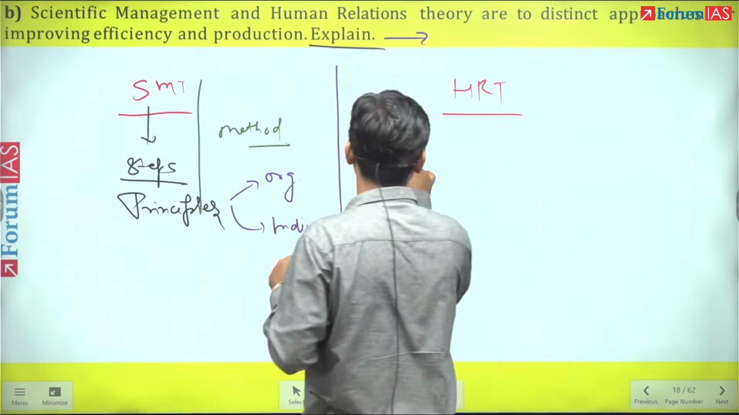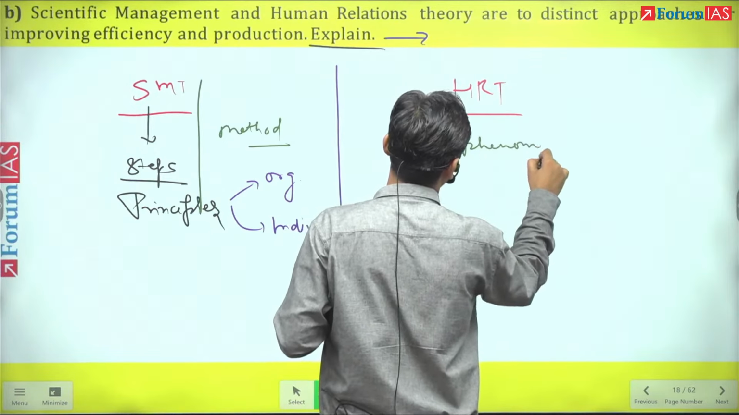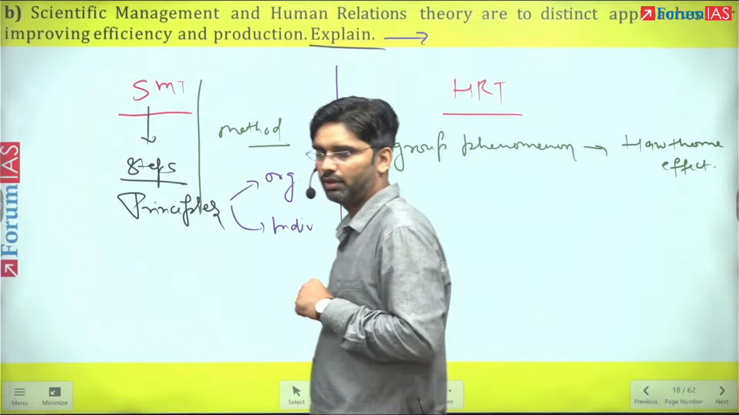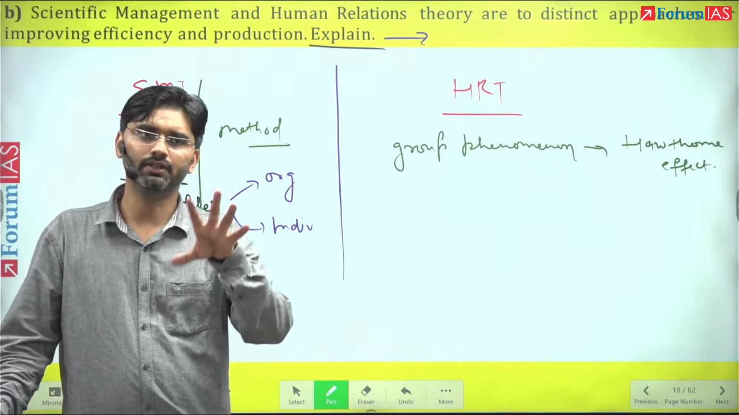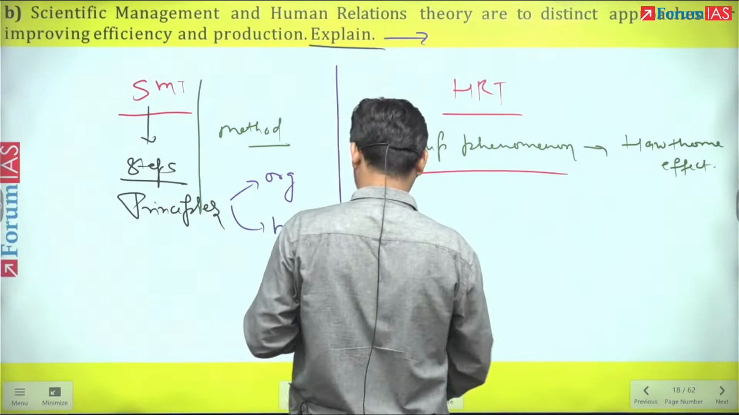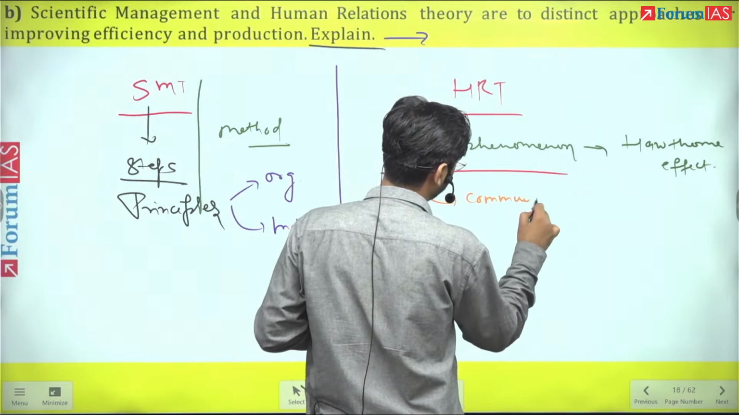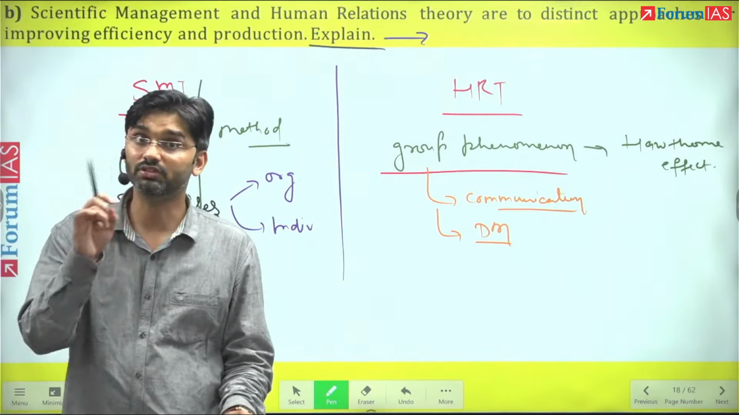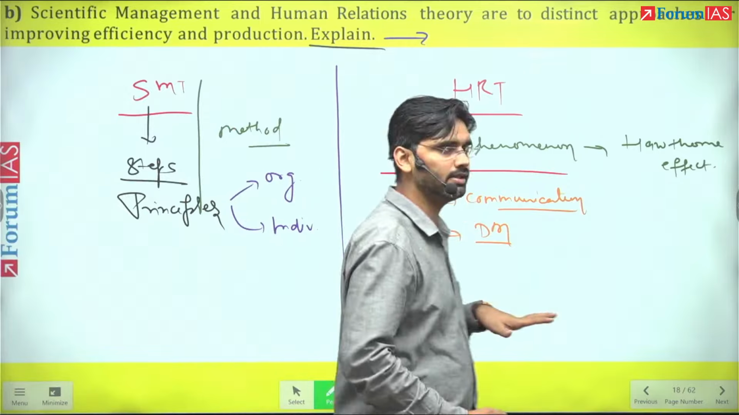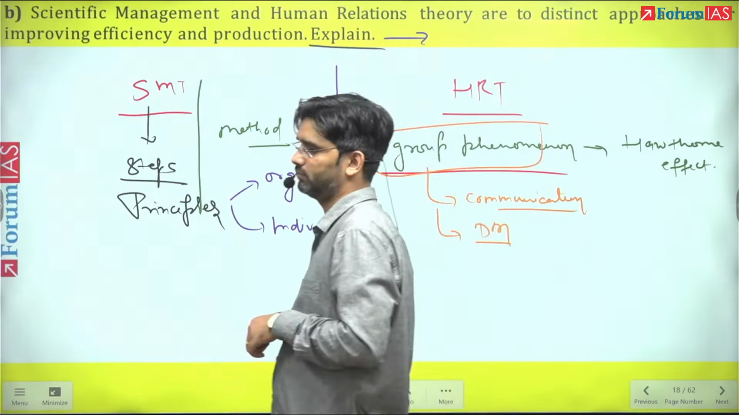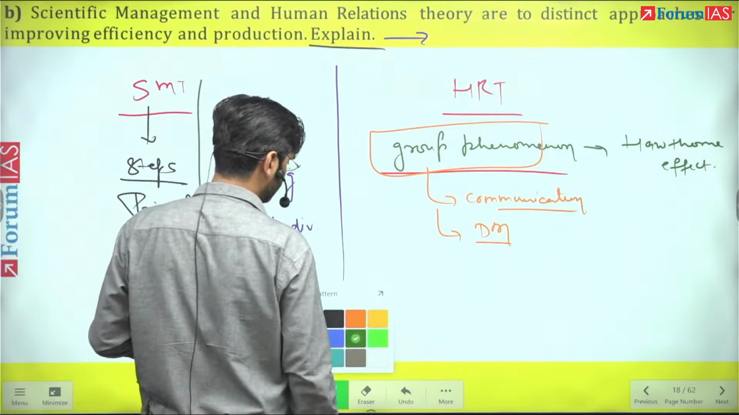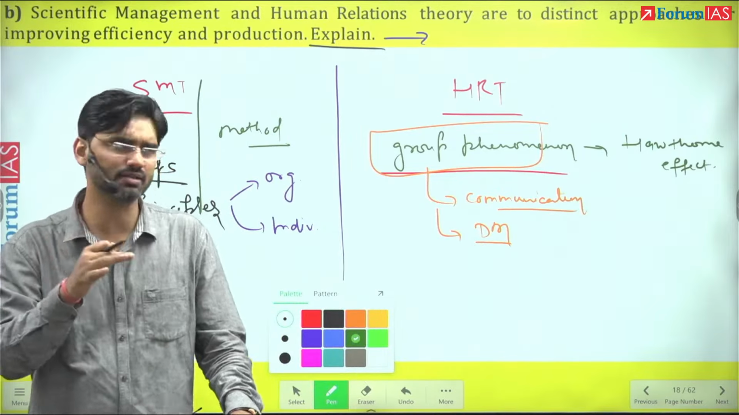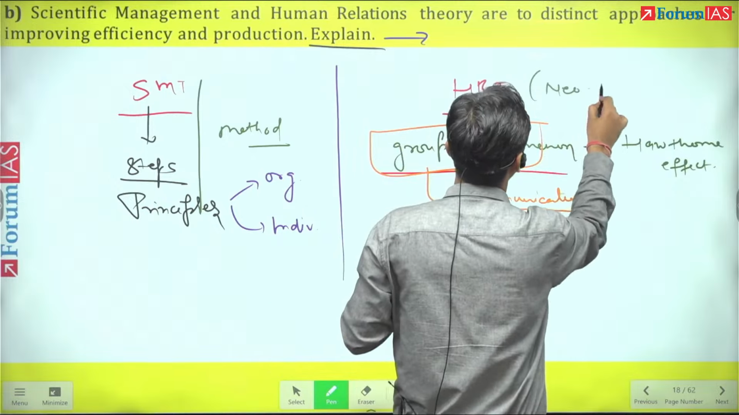Whereas human relations theory argues that no, there is something called group phenomena due to the Hawthorne effect, where issues like communication and decision making matter for this group. So for them, efficiency is not by method but by the group. But they don't reject the scientific management theory of Taylor, or Taylorism. That is why they are called neo-classical.